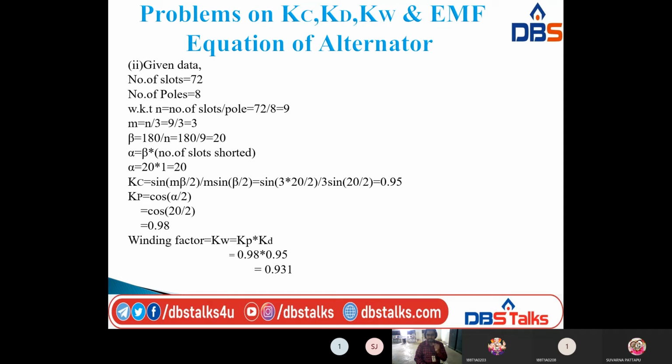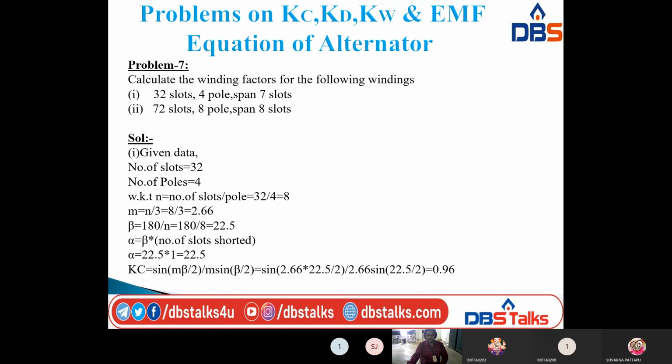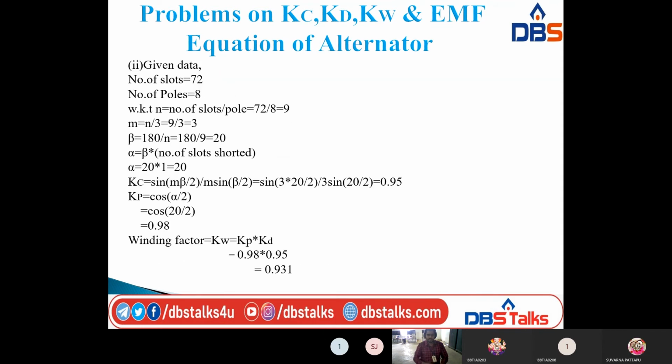And next alpha is equal to, what is the formula? Beta into number of slots shorted. In the given case, the coil span is 8 slots. That means n value is 9 and the coil span is 8, that is 9 minus 8, equal to 1. That is the number of slots shorted is 1. So alpha is equal to beta value 20 into 1, that is number of slots shorted, equal to 20 degrees, that is alpha is equal to 20.